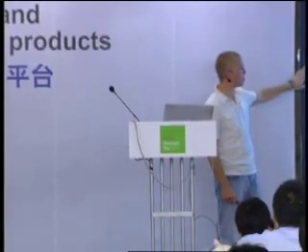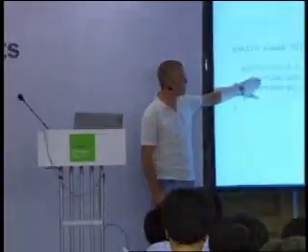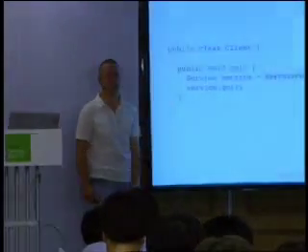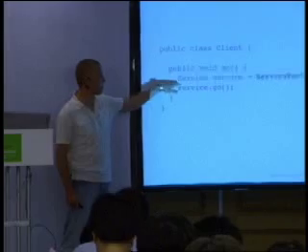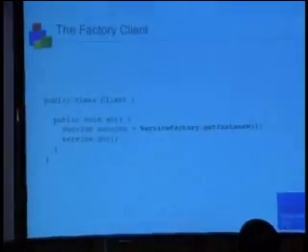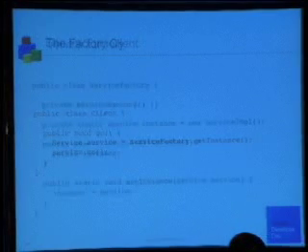So with the factory pattern, our client uses a factory to get access to the service. It just calls a static method on our service factory class and gets the service, and then calls the method on service. Everybody's probably seen code like this hundreds of times before.